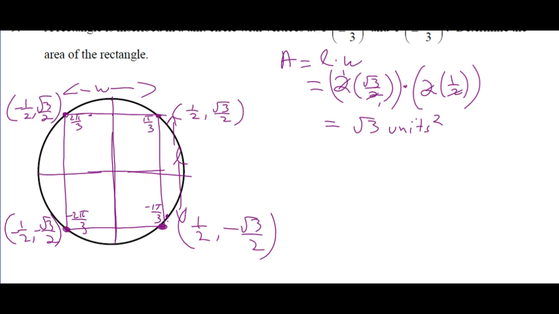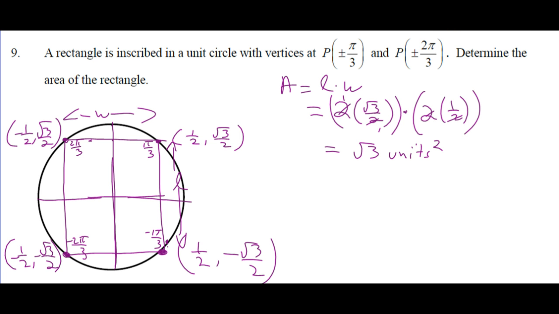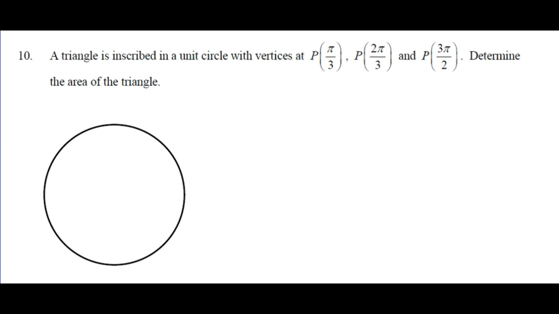Okay, so what are we doing? We're just using our knowledge of the points on the unit circle, so we actually have all of these coordinates, and then we can work out the 2 distances and work out the area.